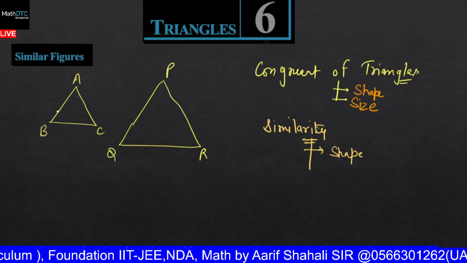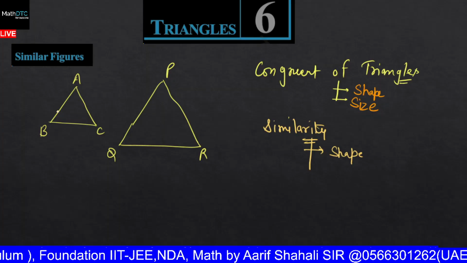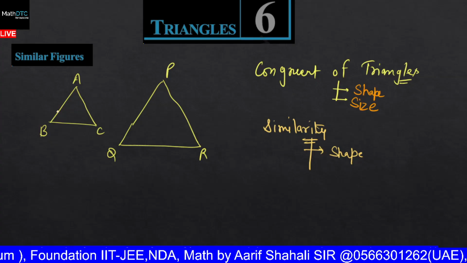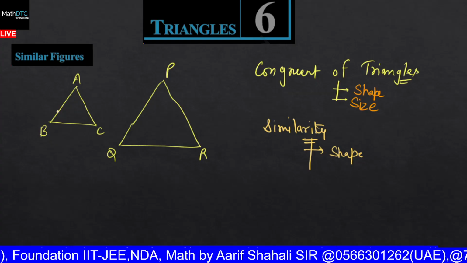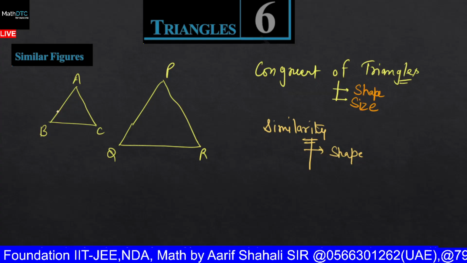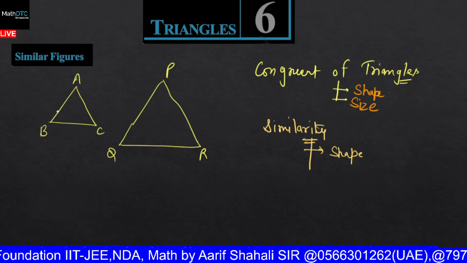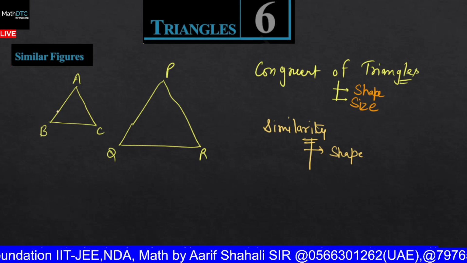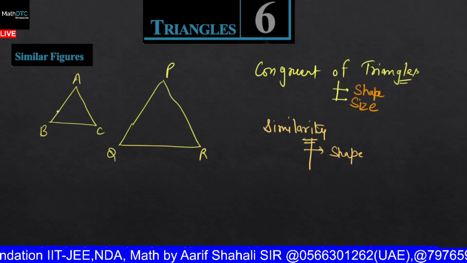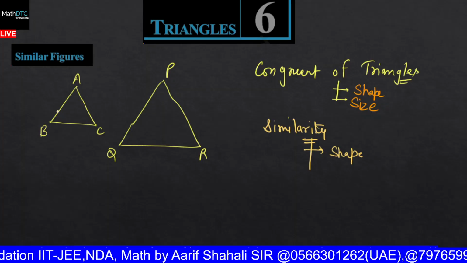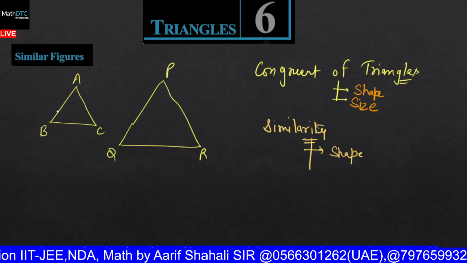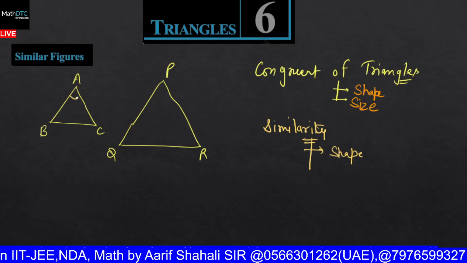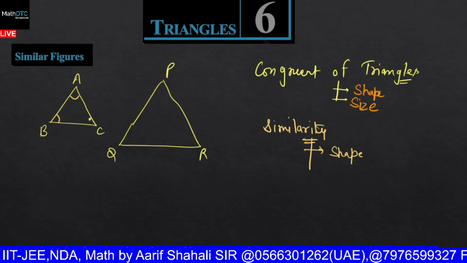In mathematics, we have two ways to describe shape and size. One is angles, and the second is measurements of sides. When we discuss shape, we need to discuss the angles. Suppose we have angle A, angle B and angle C.